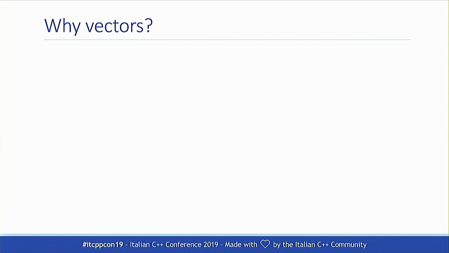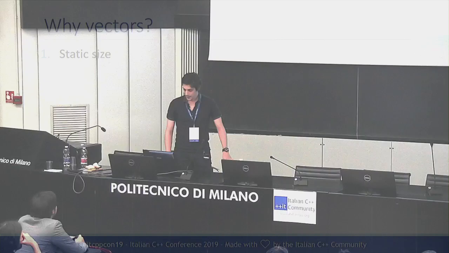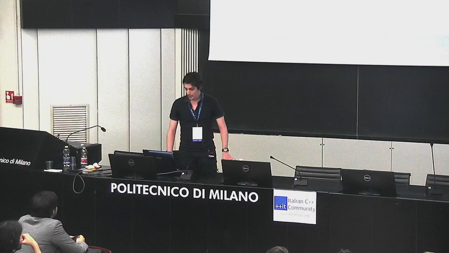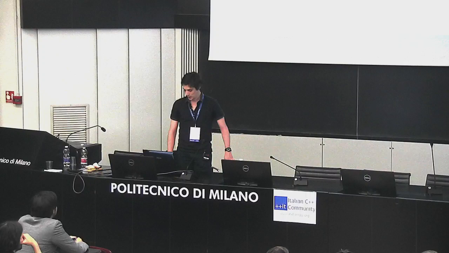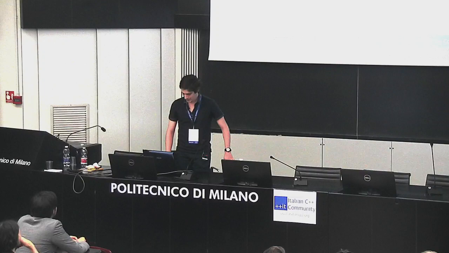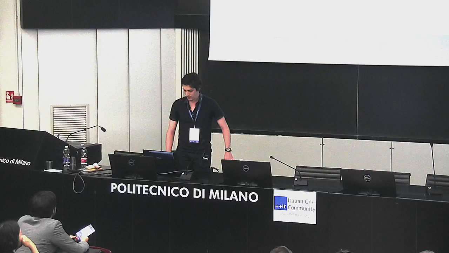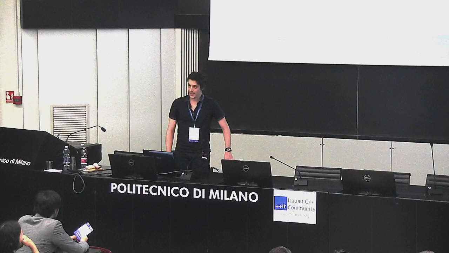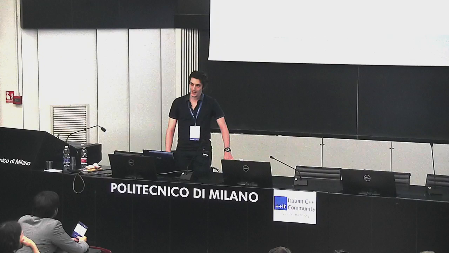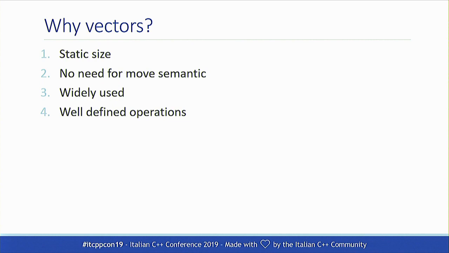Why did I choose vectors to talk about the new features of C++17? First of all, because vectors have a static size, so I will not have to worry about weird memory allocation, move operations, and other weird stuff of the language that doesn't concern this presentation. Second, as I said, they don't require any special move semantics because they have trivial types, trivial constructors, and so on. They're widely used, so we all know what we're talking about. They have well-defined operators, so we will not say something fancy, new, or revolutionary. We will stick to the literature. And we can find countless implementations, which will make my work easier because I have a lot of sources to copy from to look smarter.